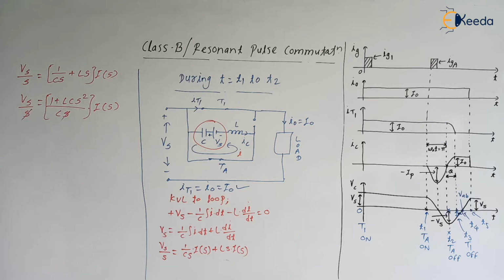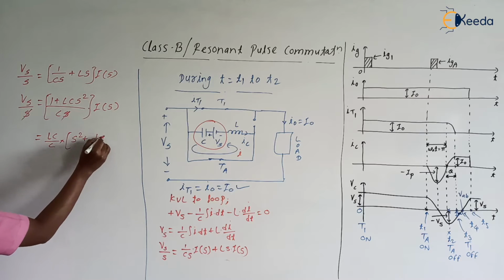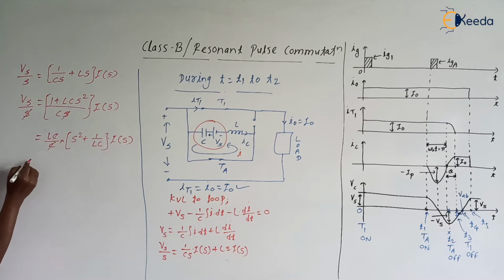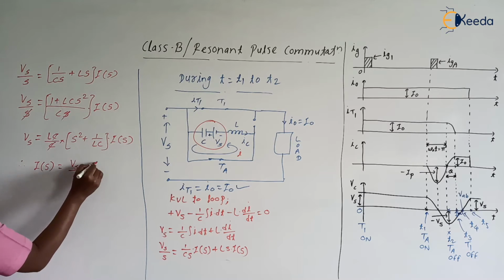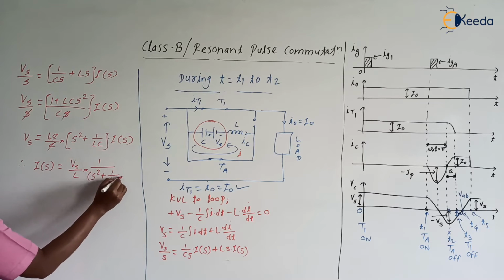This s will get cancelled. Can you take LC common? Yes, it is LC upon C into s square plus 1 by LC, into I of s. So C will get cancelled, and therefore we can write I of s is equal to Vs by L into 1 upon s square plus 1 by LC.